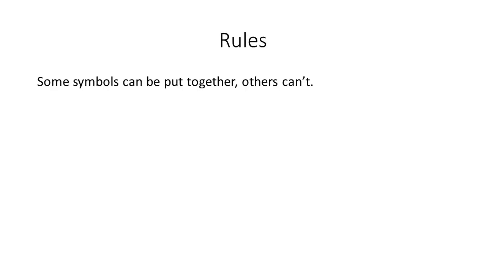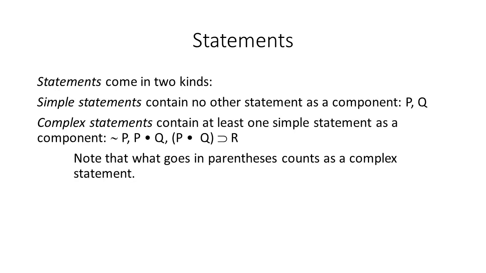So the general idea is that some symbols can be put together and others can't. What we want to do is figure out which symbols can be put together in which ways and which ones can't. One thing that's going to be really important is that statements come in two different kinds. Earlier in the first lecture, we talked about simple statements and complex statements. Here's just a review of what those are.